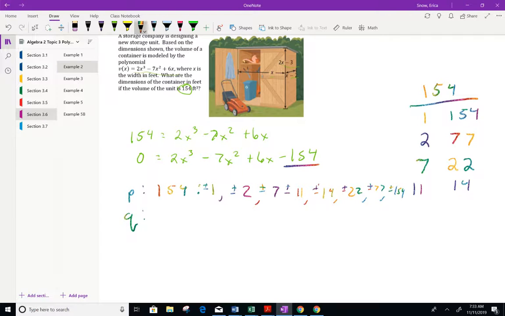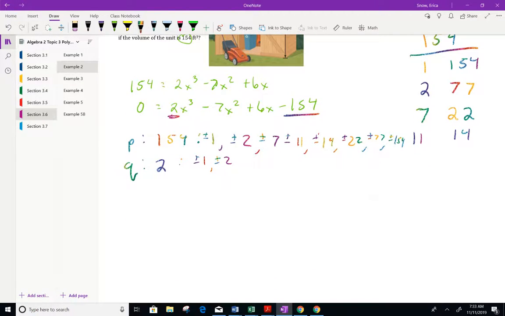And then for our Q's, we have 2. So we get plus or minus 1 and plus or minus 2. So now we have to do our P's over Q's. And we get plus or minus 1, plus or minus 1/2. So there's 1 over each of those. 2 over 1 is 2. 2 over 2 is 1.